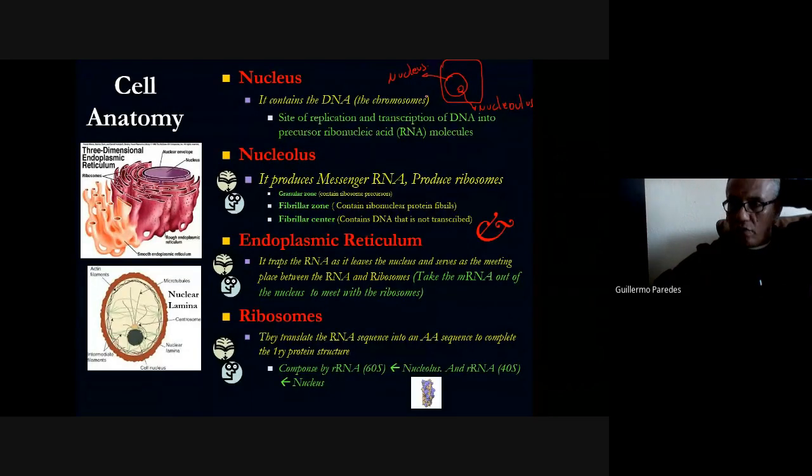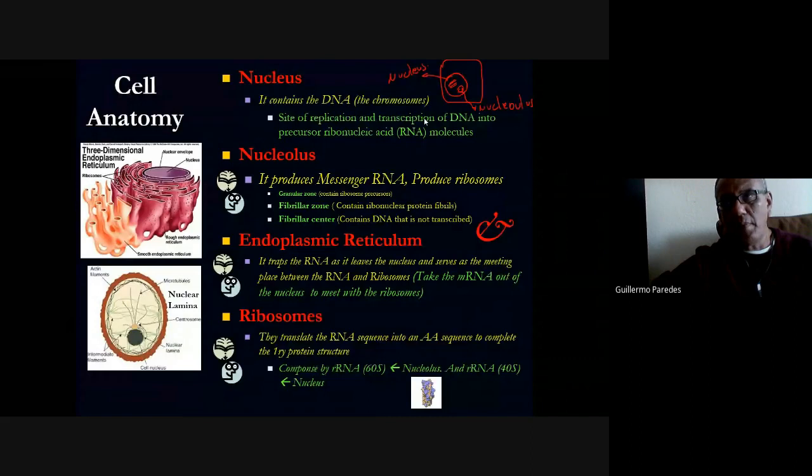All right, so the nucleus contains the DNA, and the nucleolus contains the RNA. So where is it coming from? Remember when we were talking about the transcription, that the RNA messenger is going to copy a piece of the DNA. So where is this RNA coming from? This RNA is coming from the nucleolus. You okay with that?